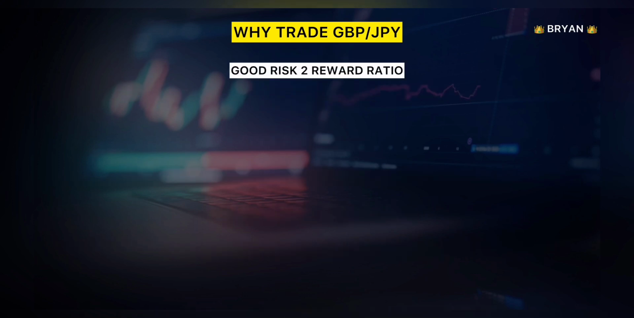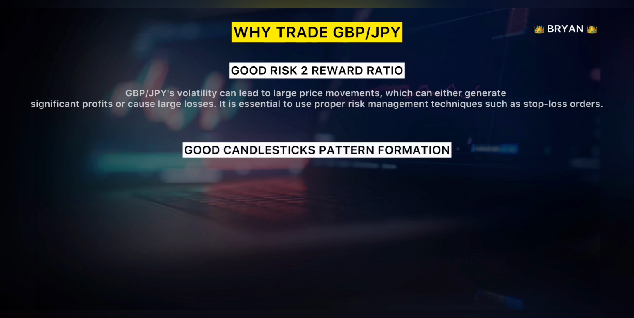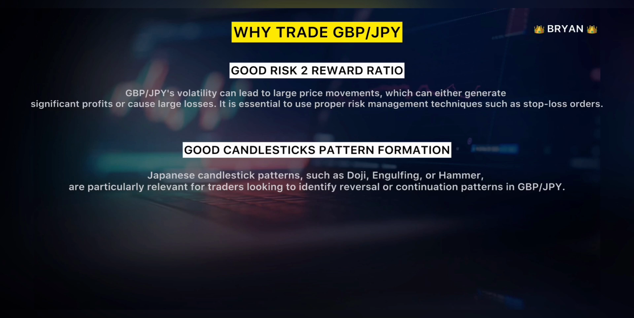Good risk-to-reward ratio. GBP/JPY's volatility can lead to large price movements, which can either generate significant profits or cause large losses. It is essential to use proper risk management techniques such as stop-loss orders. Good candlestick patterns formation. Japanese candlestick patterns, such as doji, engulfing, or hammer, are particularly relevant for traders looking to identify reversal or continuation patterns in pound sterling to Japanese yen.